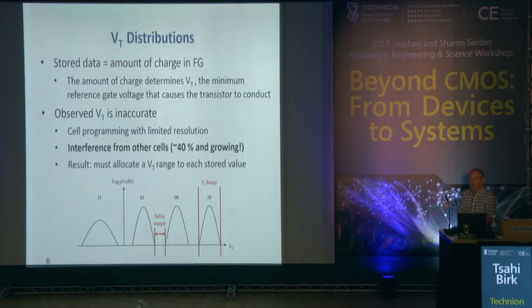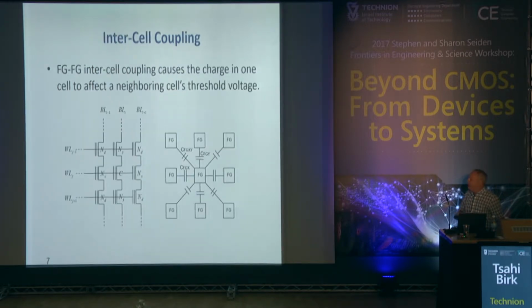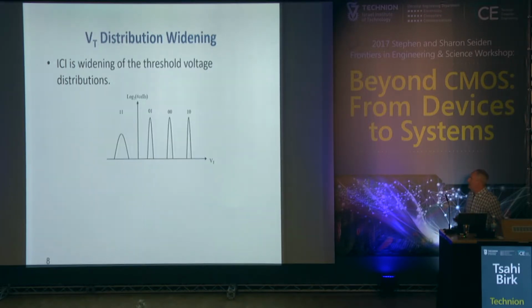One is that the programming is done with limited accuracy, so depending on where it landed. And a major factor that's becoming more and more pronounced is interference from neighboring cells. That the charge level there affects through stray capacitances the threshold voltage of the cell that we're talking about. The intercell coupling, this is just a schematic that shows you that there are these inter-floating gate capacitances that we would like to have, but they are nonetheless there.